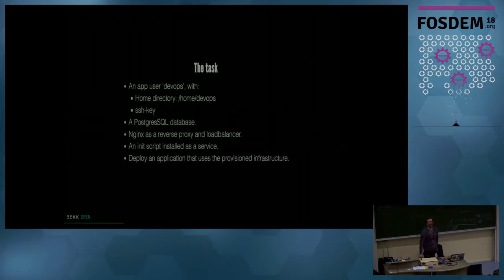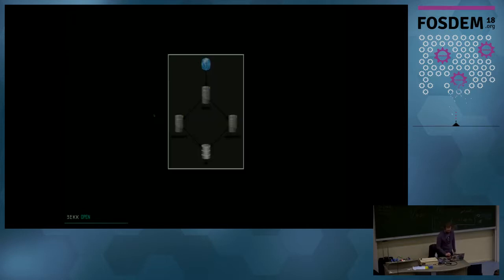So now we're getting to the task. What we're going to do in this workshop or this presentation. We're going to create an app user called DevOps with a home directory and an SSH key, which is my public key on my machine. We're going to set up a database and use Nginx as a reverse proxy and a load balancer. We're going to install the Java application as a service. We're going to deploy this Java application that uses all this stuff that I have provisioned. So our final infrastructure will look like this.